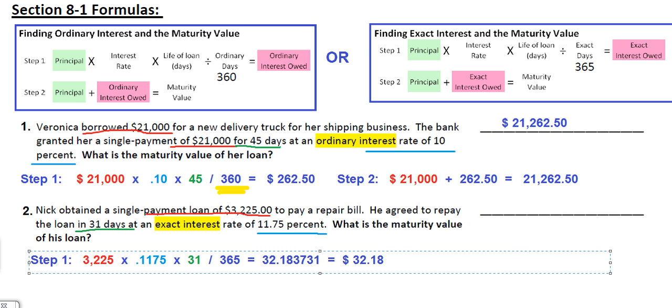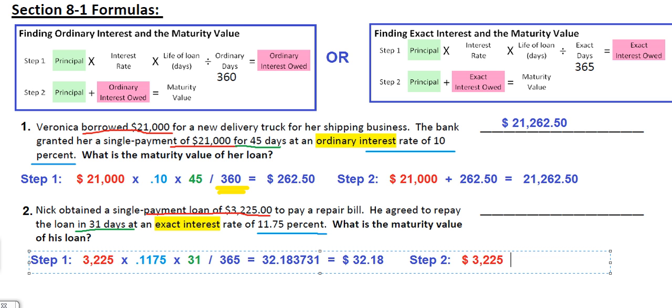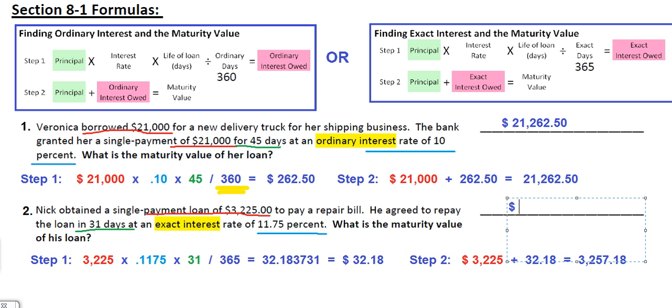Well, now we can do step 2. Step 2 has us add that 32.18 to the 3,225 that we originally had as our principal. So we've got to add those both together. And we get $3,257.18. And let's write the final answer on the line.